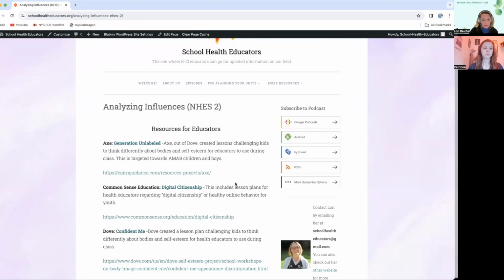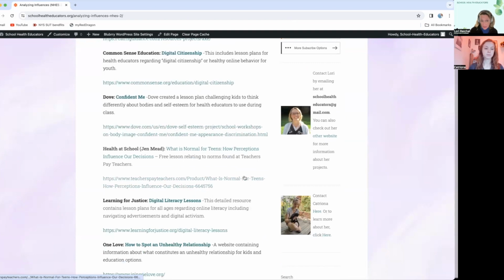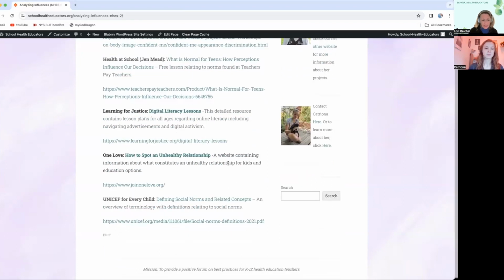analyzing influences, like Generation Unlabeled. And that's associated with Dove. They have some things to help people understand the imagery that is impacting their self-esteem, how they perceive their bodies. So there's a variety of things on here. There's a variety of peers that are referred to in the field, like Health at School with Jen Mead, and she has a lesson relating to norms. And it's what is normal for teens, how perceptions influence our decisions. So One Love is noted on here.